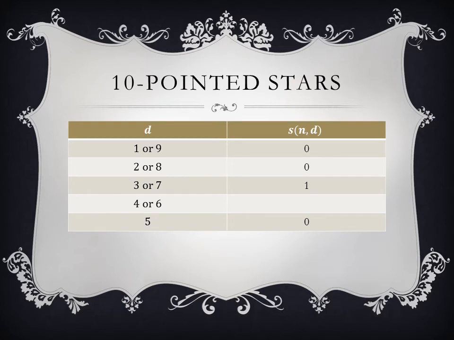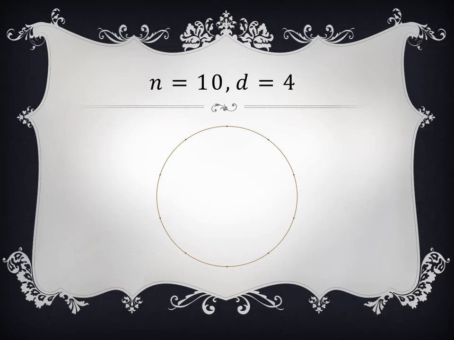Finally, we'll test d equals 4. If we get a valid 10-pointed star, it would support the second hypothesis that you get a valid star as long as n isn't divisible by d. If we don't get a valid star, it would support our third hypothesis that you get a valid star as long as n and d are relatively prime. The result is a star, but it's not a 10-pointed star, so 4 doesn't work.